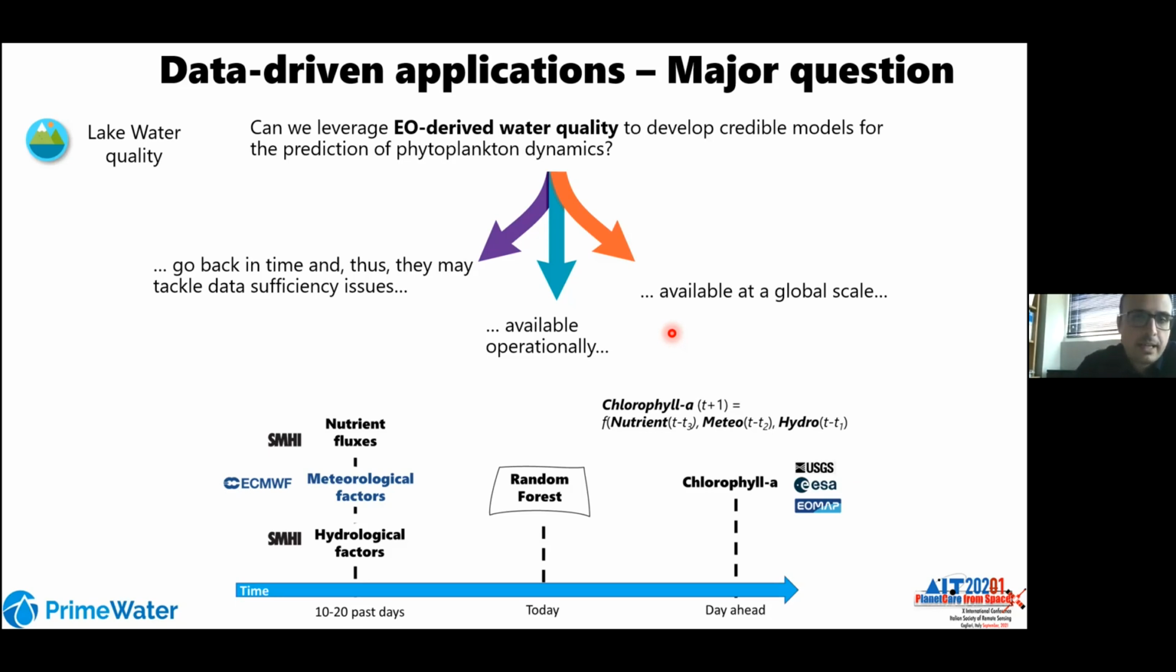So the whole idea here, and this is what is illustrated in this graph at the bottom of the slide, is to train an algorithm that can map hydrometeorological drivers in lakes and reservoirs to chlorophyll A values that are derived from multispectral sensors in various missions, Sentinel and Landsat and so on.